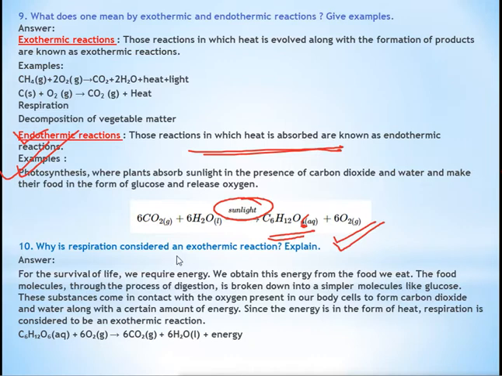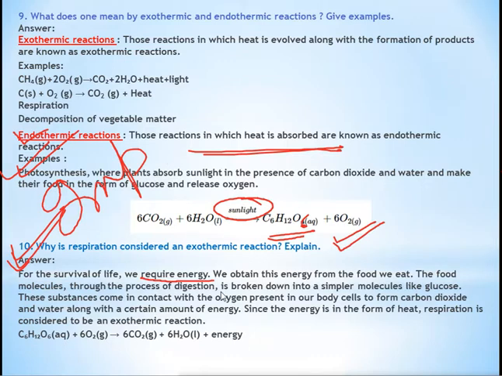Now, why is respiration considered an exothermic reaction? This question is also important because it has been asked many times in previous year exams. So let's read the answer. For the survival of life, we need energy. For every work, we require energy. Without energy, we cannot do any work. From where do we get this energy? We get this energy from the food which we eat.